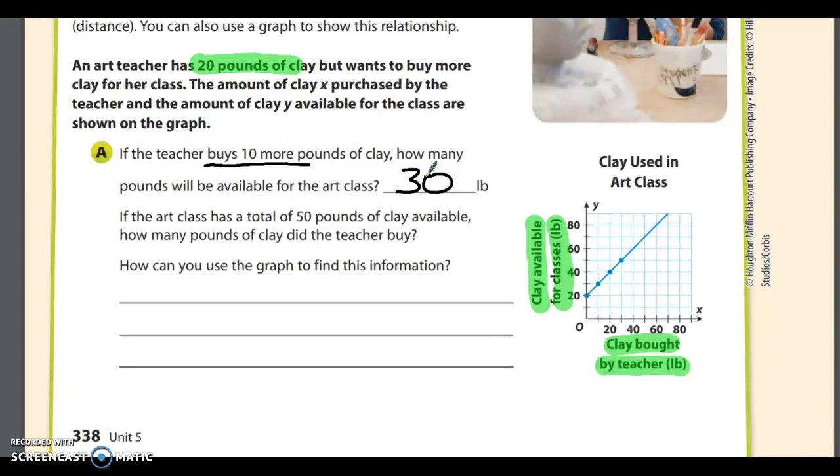If the art class has a total of 50 pounds of clay available, how many pounds of clay did the teacher buy? How can you use the graph to find this information? So it says right here, if the art class has a total of 50 pounds of clay available, how much did the teacher buy? What you do is you go to the pounds of clay available, and that's going to be the y-axis. I know that because it says right here, clay available. And then you go find 50. And once you find 50, you then go over to the line, and then you go down to the x-axis. And where it's pointing on the x-axis is your answer. So what is the answer? It's going to be 30 pounds.